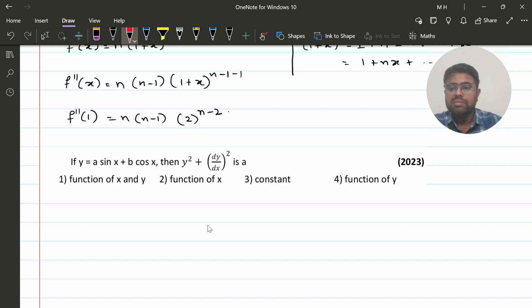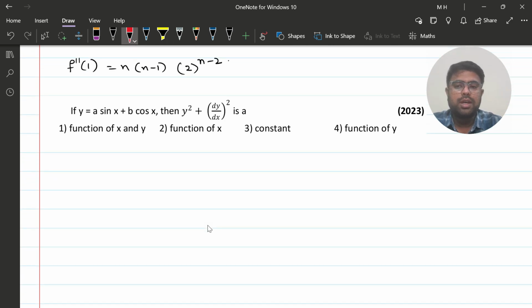The next question says, if y is equal to a sin x plus b cos x, then y square plus dy by dx whole square is a function of x, y, a function of x, a constant, or a function of y. Let's see. Again, this is also a question from 2023. So you can see this is the third question that we are doing from 2023. Okay, so fine, let us take it up. The question says y square plus dy by dx whole square. Okay, first I'll find out dy by dx.